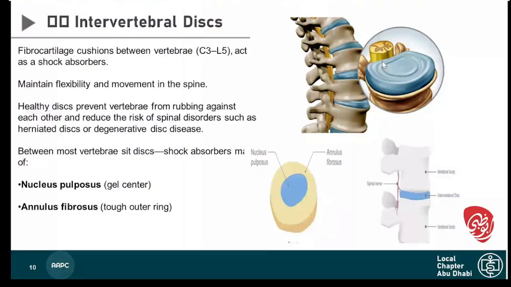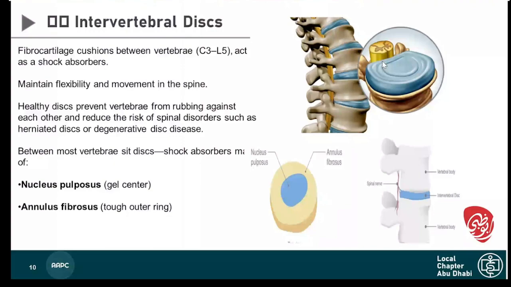Any damage to this disc, like herniation, degeneration or a prolapsed disc, will harmfully affect the vertebrae and lead to intervertebral disc disorders. So the main function of the intervertebral disc is to provide a cushioning effect to the vertebrae, act as a shock absorber, and prevent the vertebrae from rubbing against each other.